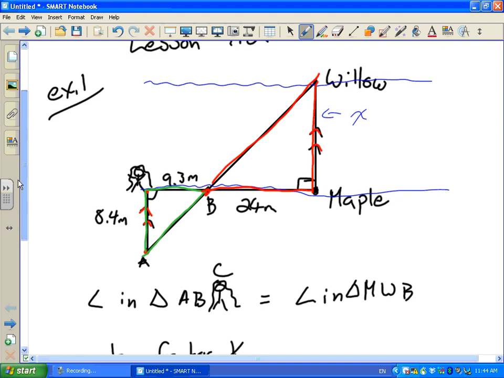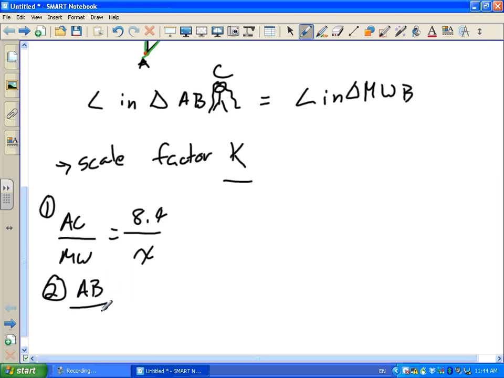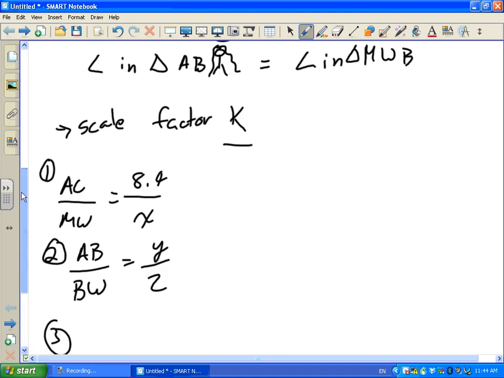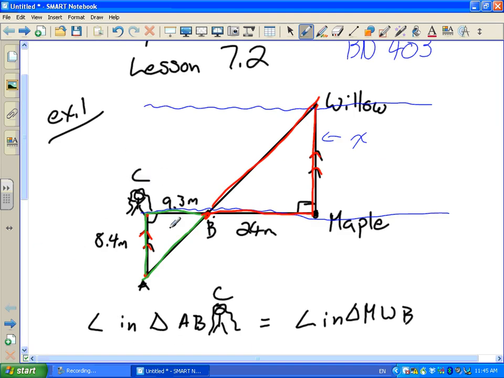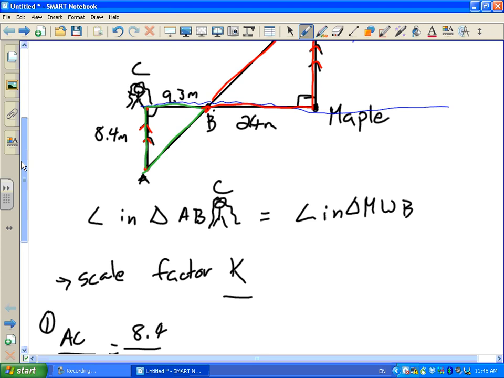Side 2, what part of the red triangle corresponds to side AB of the green triangle? We have AB, which part of this red triangle is related to that? BW, that's right. So we have line AB over BW. Do we have either of the distances of those? No. I'm just going to call it Y over Z. We don't have any of those distances. And finally, that leaves us with our last two, from calling this point C now. CB must be related to BM. So CB over BM. The length of CB we have, 9.3 meters.